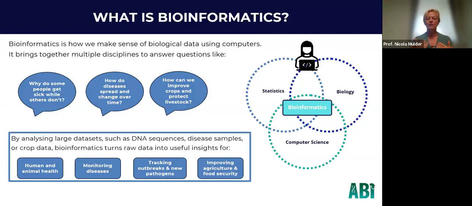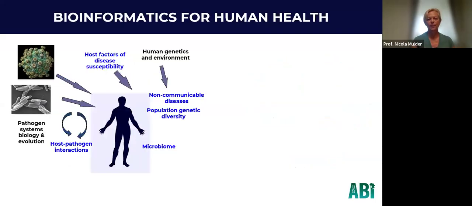So basically every cell has your DNA or your genome, which is the code of life. It describes what is going to happen in your body and how your body is going to respond to the environment, etc. And so when we use bioinformatics, we are able to answer questions around human and animal health, monitoring diseases, tracking outbreaks, and improving agriculture.